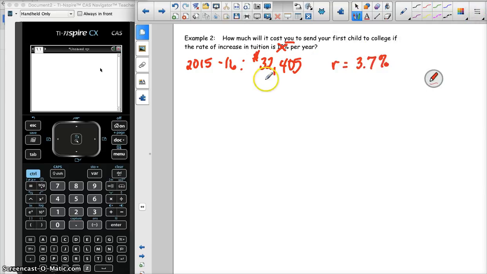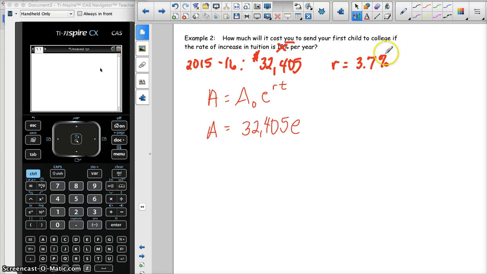How much will it cost you, a 17-year-old, 16-year-old student, to send your first child to college based on totals right now? Well, we know that because the rate is positive, we will have an increasing exponential function. We know our model for increasing exponential functions is A equals the initial amount times e raised to the rate times time power. So if we start our calculations from the year 2015-16, data is not yet out for 16-17, so we will go with this as our initial amount.